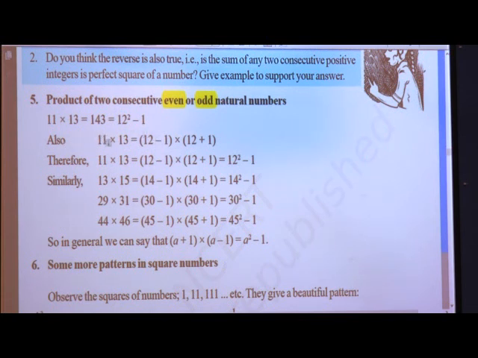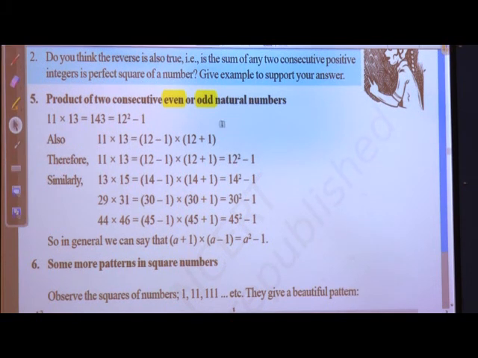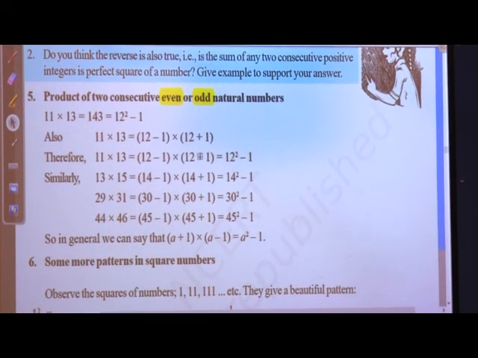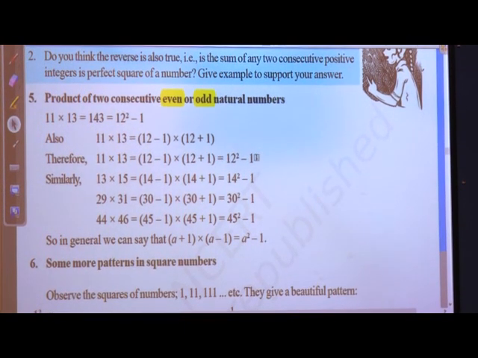Also, 11 into 13 is equal to (12 minus 1) into (12 plus 1). Therefore, 11 into 13 is equal to (12 minus 1) into (12 plus 1), which is equal to 12 squared minus 1. How is this happening? How does (12 minus 1) into (12 plus 1) become 12 squared minus 1?